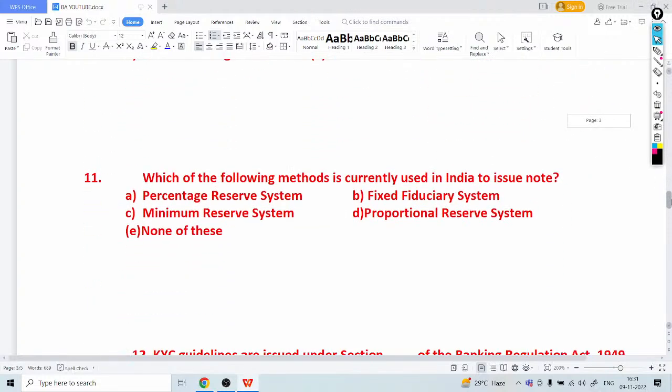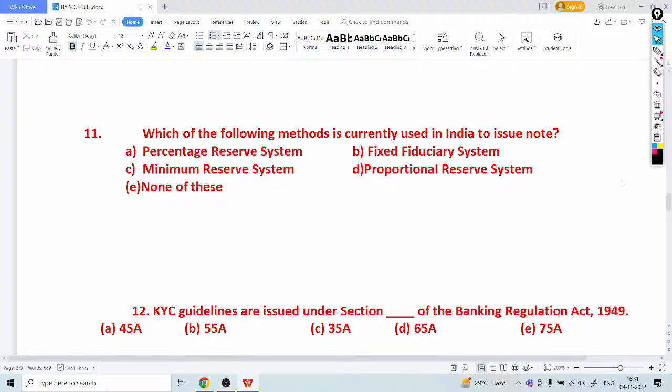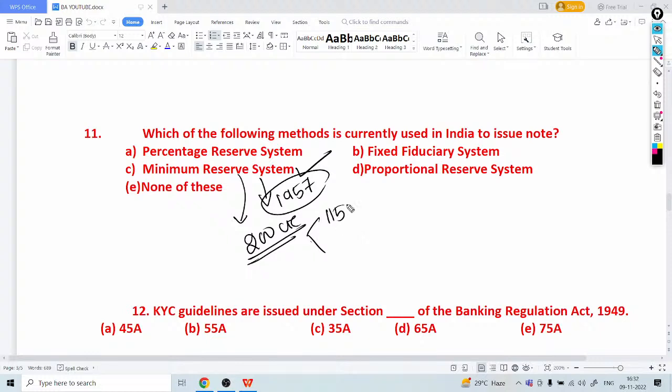So, next question. Which of the following methods is used in India to issue notes? The method is called the minimum reserve system. Okay. The minimum reserve system was started in the year 1957. In the minimum reserve system, the Reserve Bank of India has to keep a minimum reserve of 200 crore. Out of this 200 crore, 115 crore is in the form of gold and the rest, 85 crore, is in the form of foreign currencies.